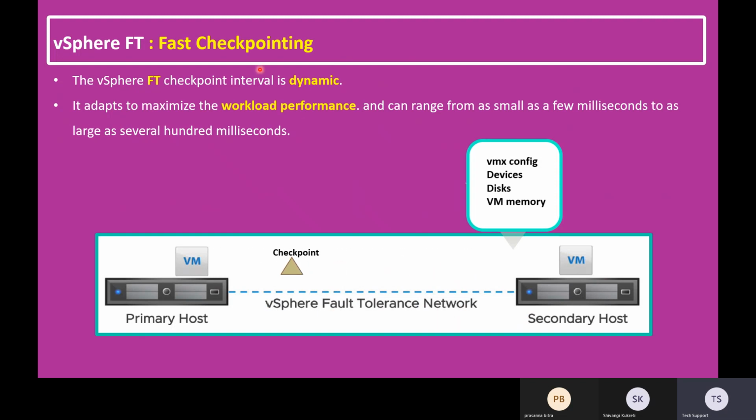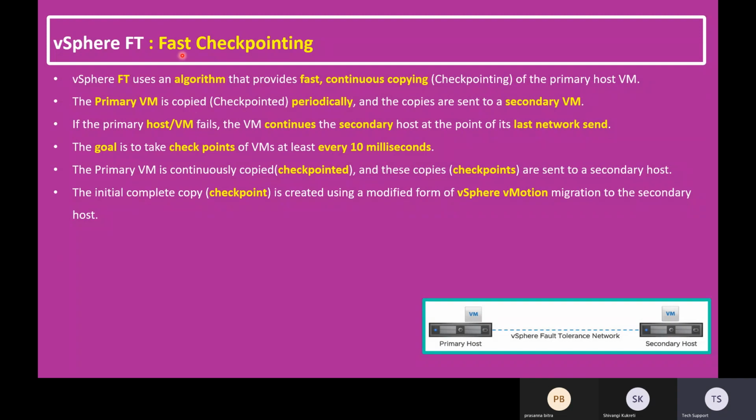Okay, so some more fast checkpoint additional points. Let me elaborate from the next slide. So in our FT checkpointing, vSphere FT uses an algorithm that provides fast continuous copying, that means checkpointing, of the primary host virtual machine. Okay, the primary VM is copied and checkpointed periodically. Whenever the user makes a change on the source VM, that periodic change is also updated to the secondary VM.